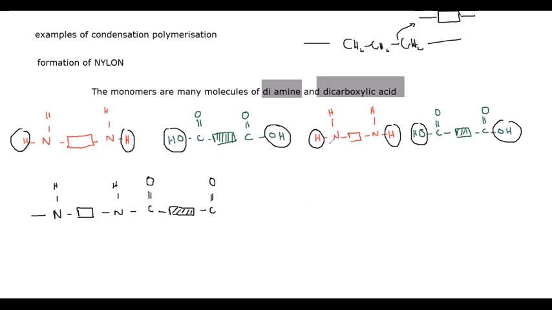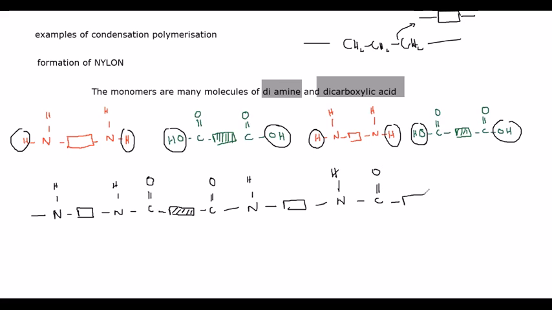Sir, can you repeat it one more time? OH and H being removed. So if I remove OH and H, it will be N, H, then this box is there, then NH, then H and OH being removed, so nitrogen will form a bond with carbon, so C double bonded with O.